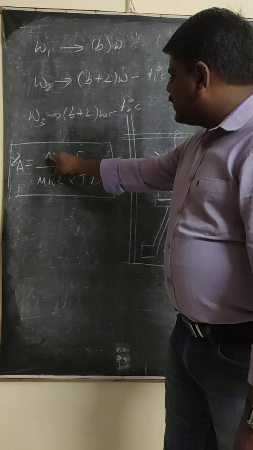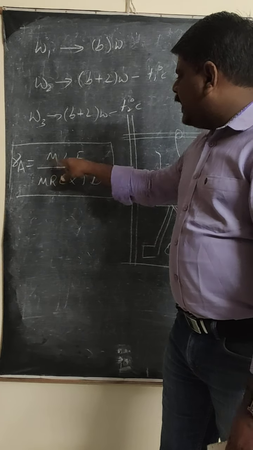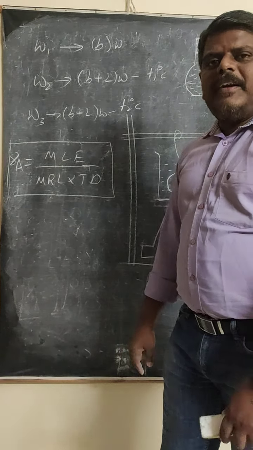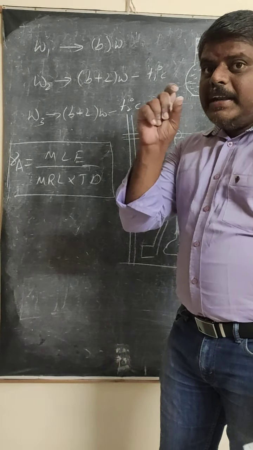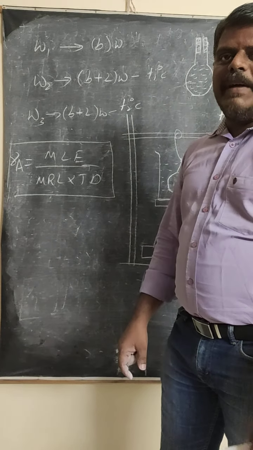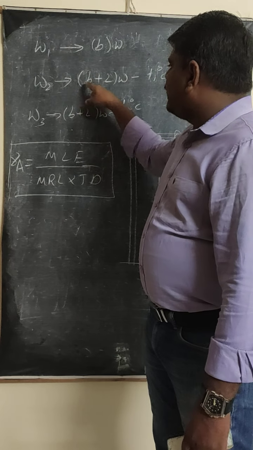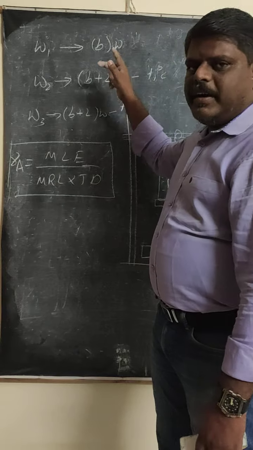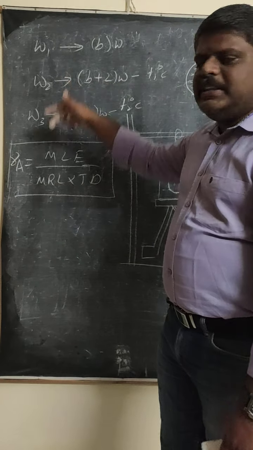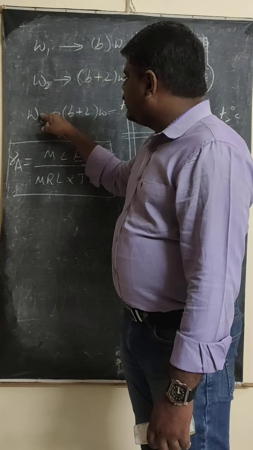Now first refer to this one: mass of the liquid expelled. How can you find the mass of the liquid expelled? Only the liquid we have to find out. So we refer to W2, bottle plus liquid weight. Okay, before that, let us refer to all these weights: W1, W2, W3.